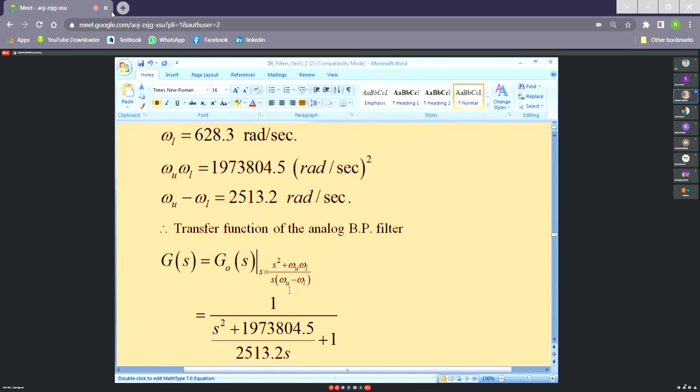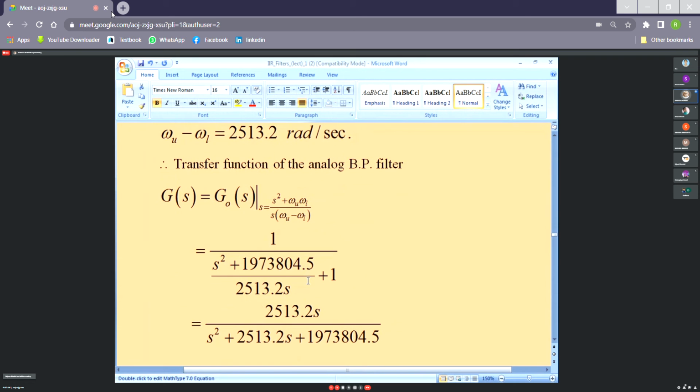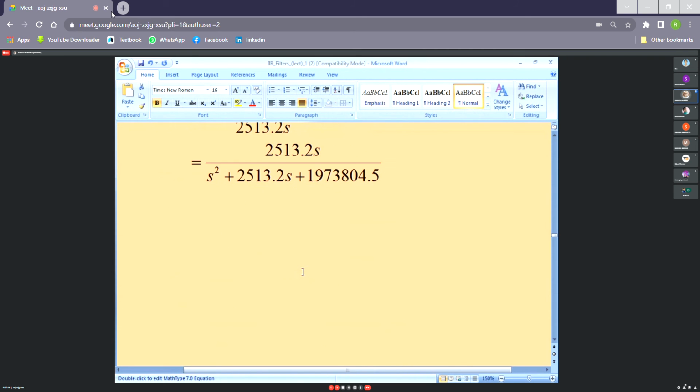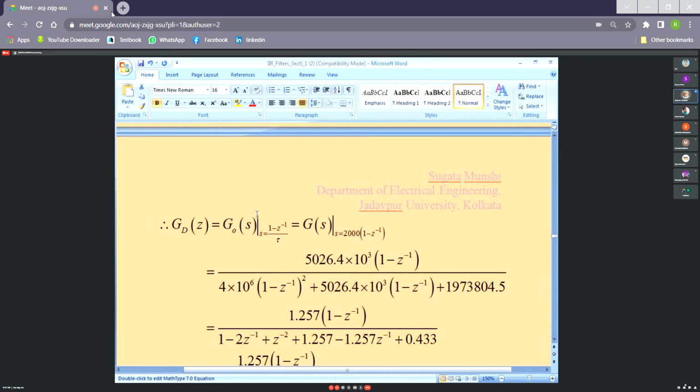So the transfer function of the analog bandpass filter that is to be discretized, GS, is obtained simply by replacing S in the expression for G0S with S square plus omega u omega L divided by S into omega u minus omega L. I have made that substitution here. That is GS. So GDZ is G0S with S replaced by 1 minus Z to the power minus 1 by tau. That means 2001 minus Z to the power minus 1.